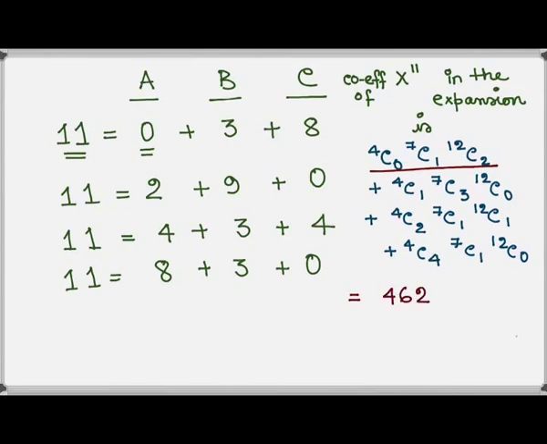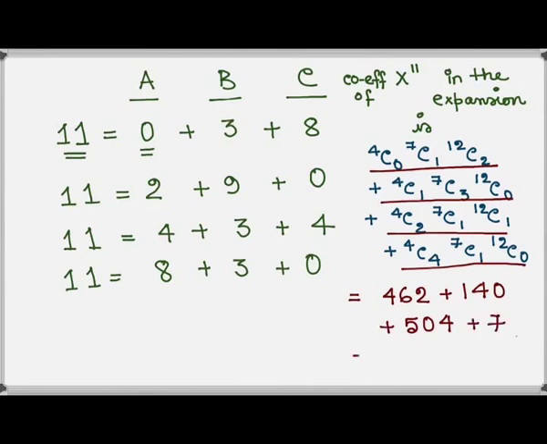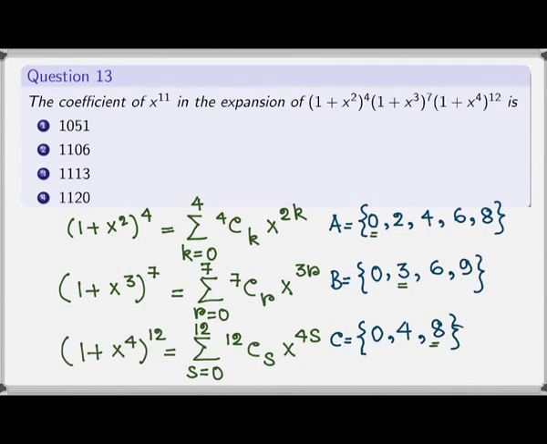Now, if we compute the values, we can see that this value is equal to 462. This value is 140. This value is 504 and the last one is 7. So, summing all these 4 integers, we get 1113. Therefore, the coefficient of x^11 in the given expansion is 1113, and so the third option is the correct answer.